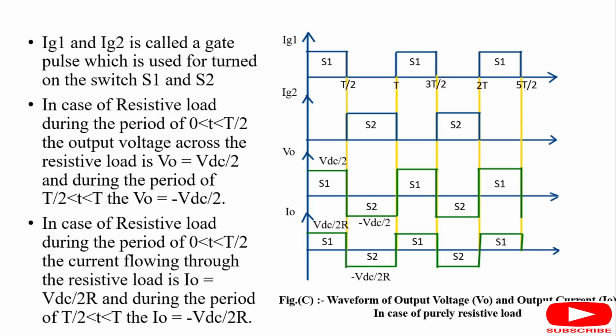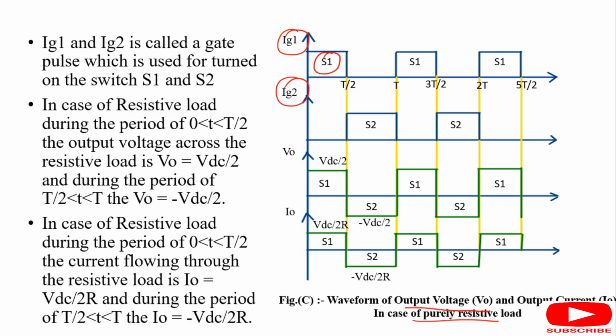Let's have a look at the waveform of output voltage V naught and output current I naught in case of a purely resistive load. In this waveform, Ig1 and Ig2 are the gate pulses, used to turn on switch S1 for the time period 0 to T by 2, and to turn on switch S2 for the period T by 2 to T.